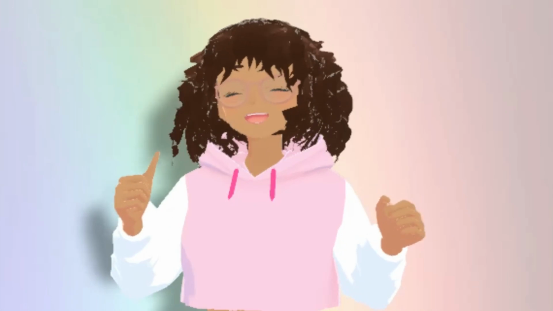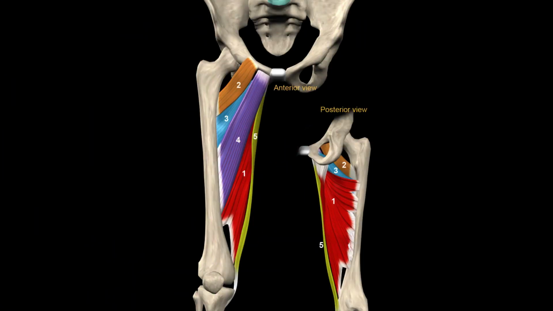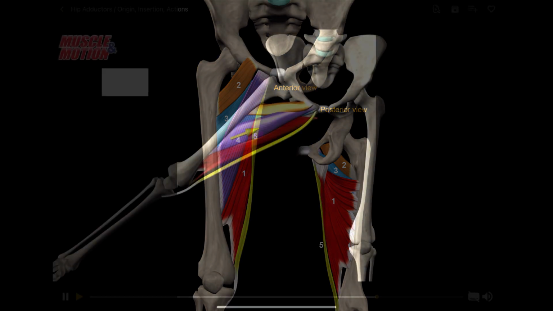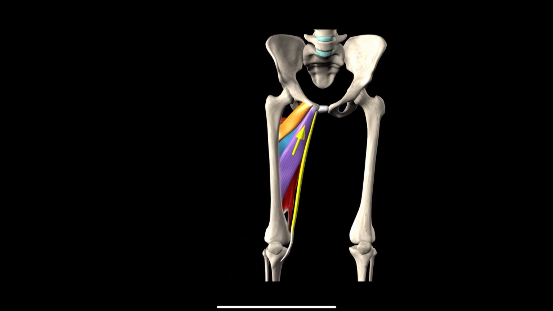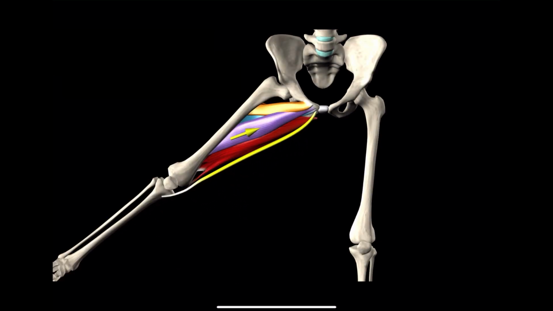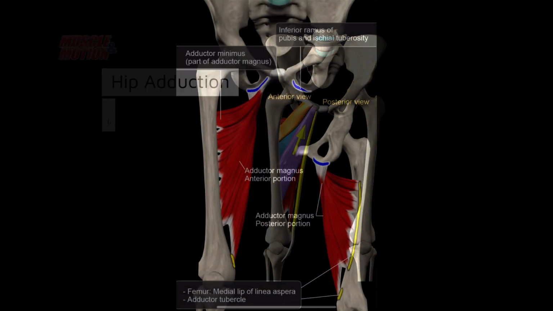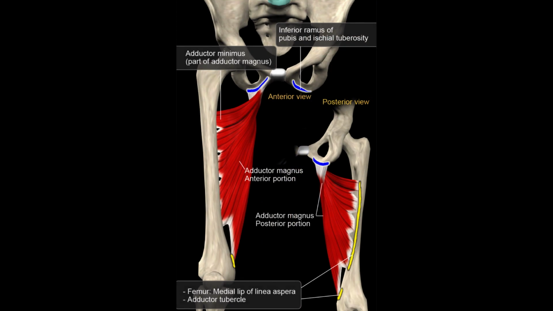Okay, let's get started! The adductor group is comprised of 5 main muscles: the Adductor Magnus, the Pectineus, the Adductors Brevis and Longus, and the Gracilis. The main function of these muscles is hip adduction, hence the name adductor group. We are first going to highlight the Adductor Magnus.